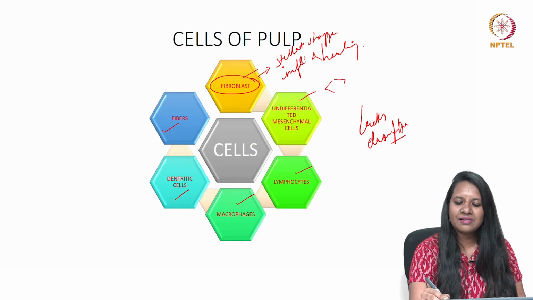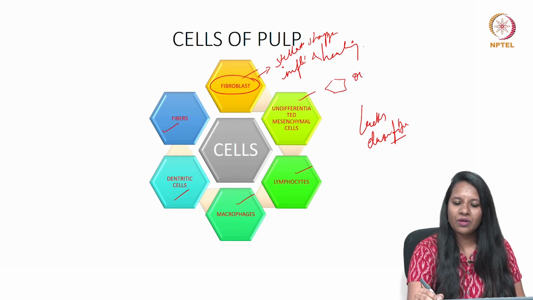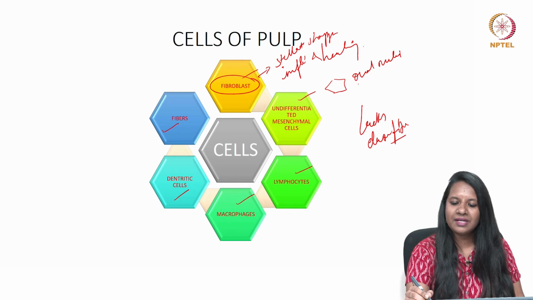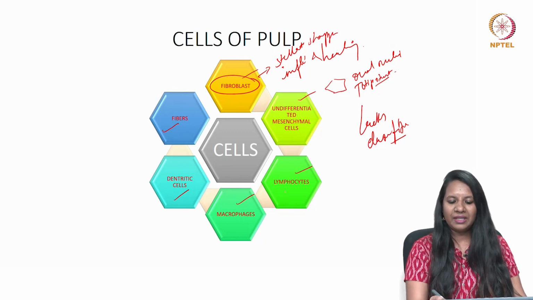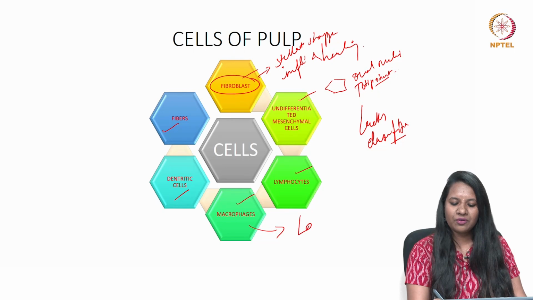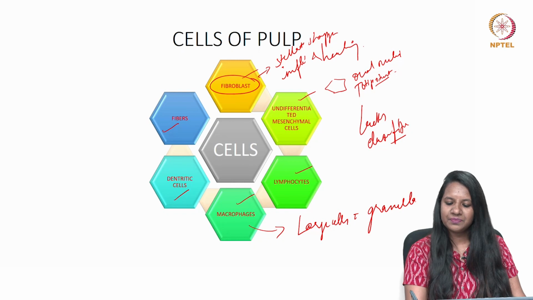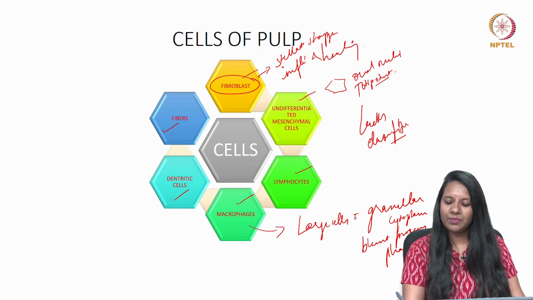Whereas undifferentiated cells are polyhedral in shape with an oval nucleus, and they are said to be totipotent, that is, they can be differentiated into fibroblasts, odontoblasts and many others. Then moving to macrophages. Macrophages are large cells with granular cytoplasm and have a blunt process. They contain phagosomes, that is, they just have the debris after phagocytosis.